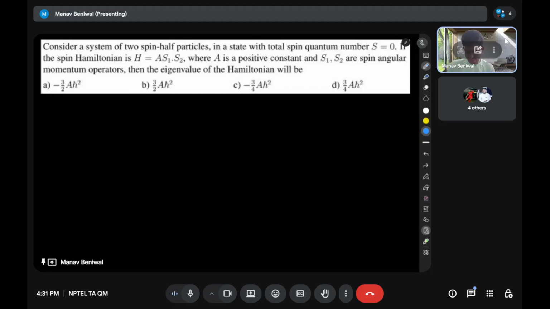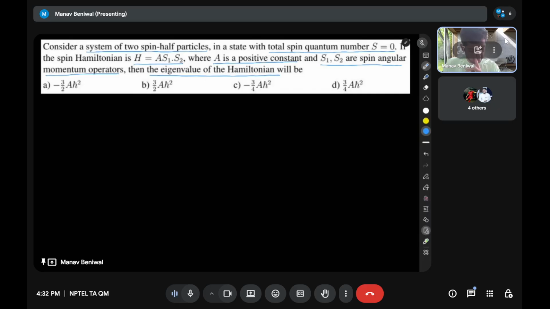So what are we given? We are given a system of two spin half particles, such as electrons, and it is also given that they are in a state with total spin quantum number equal to 0. Now the Hamiltonian is defined as this, where A is a positive constant, S1 and S2 are spin angular momentum operators, and we are asked to find the eigenvalue of the Hamiltonian. Let's take it step by step.